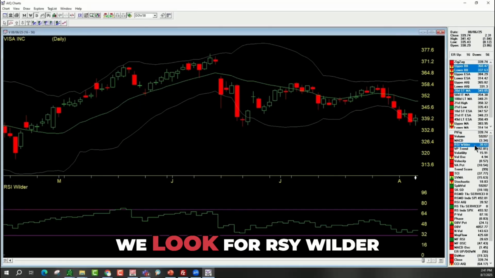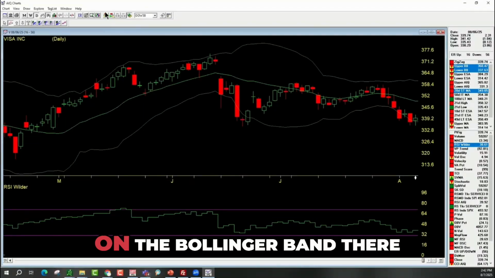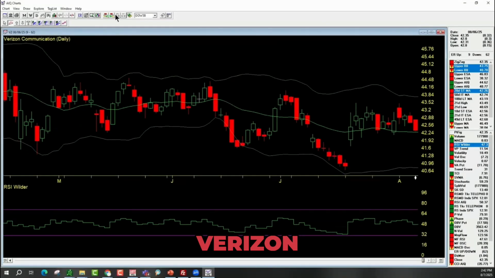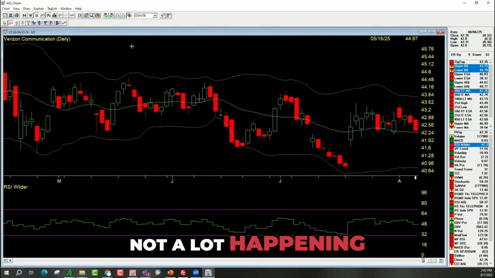How do we tell if it's good? We look at the RSI Wilder. It's not in oversold territory yet, so there's still room for this to go down. That's another shorting opportunity on the Bollinger Bands there. Verizon. What was that last one? The last one was Visa, yes. Visa, not a lot happening there at the moment.